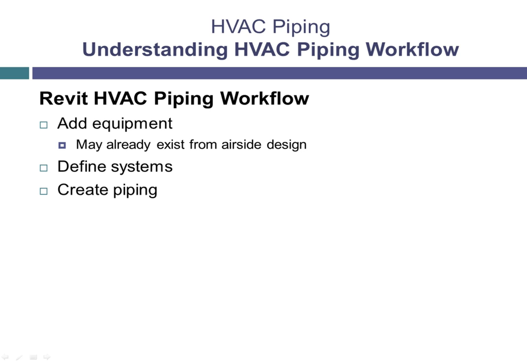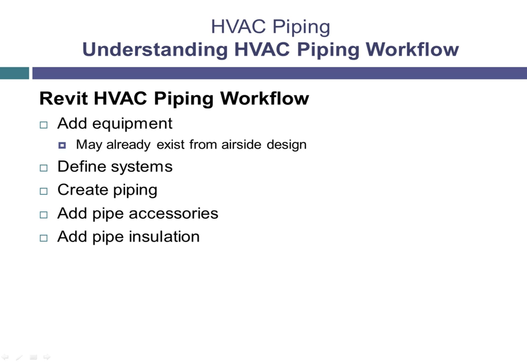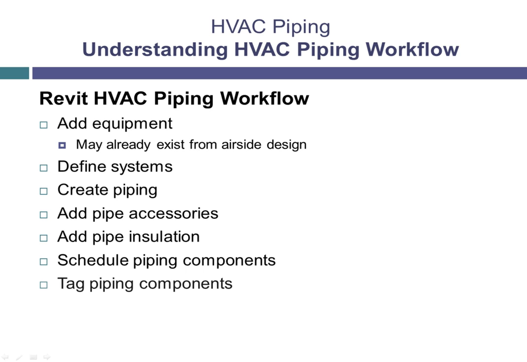If you are not ready to create piping in the project, Revit provides tools to place pipe placeholders during design development stages. Once the piping has been modeled, you can add pipe accessories, such as valves and strainers, and then add pipe insulation. Once the system is complete, you can schedule and tag the piping components. This is a high-level overview of the typical piping workflow. Let's discuss some of these steps in a little more detail.